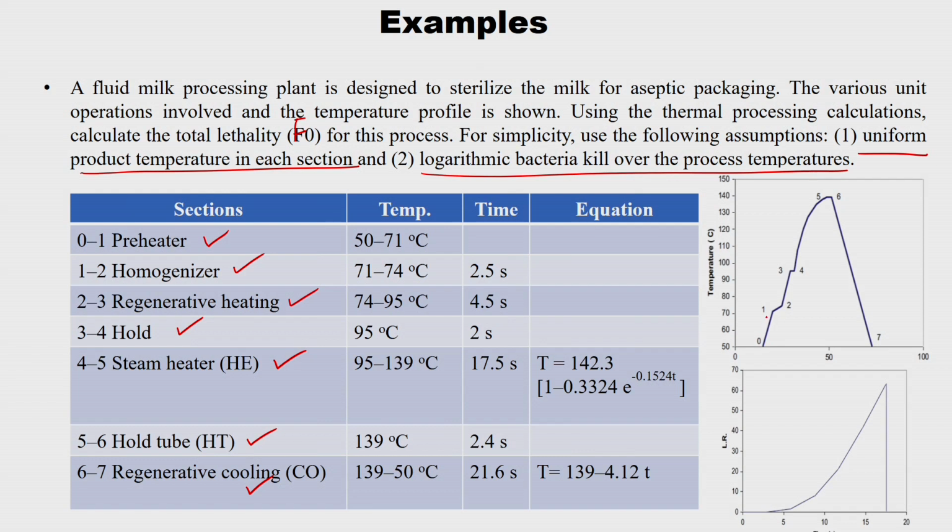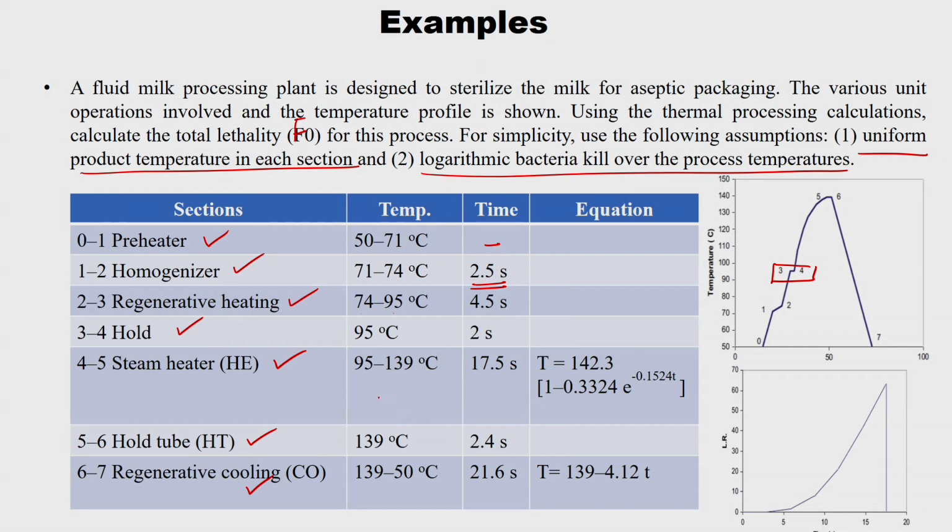So, this is the diagram. 0 to 1 is the preheater, the temperature varying from 50 to 71, and the time is not specified, or I might have forgotten to mention. The next one is the homogenizer, or 1 to 2, which is 71 to 74 with a time of 2.5 seconds. 2 to 3 is regenerative heating, heated from 74 to 95 degrees centigrade in about 4.5 seconds, and 3 to 4 is holding, at a constant temperature of 95 degrees centigrade for about 2 seconds.